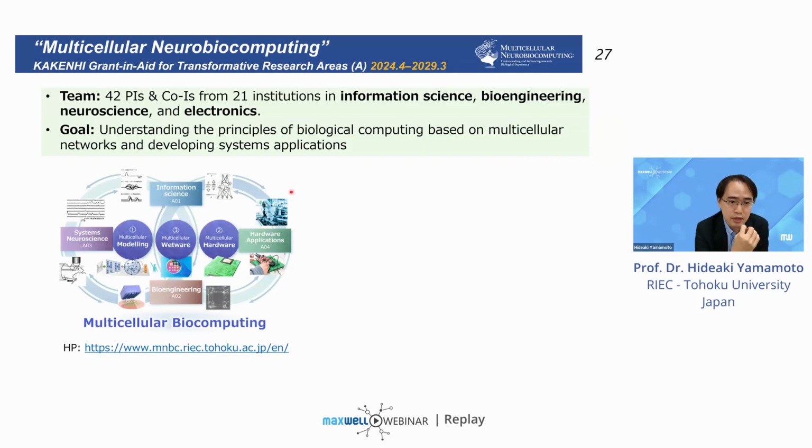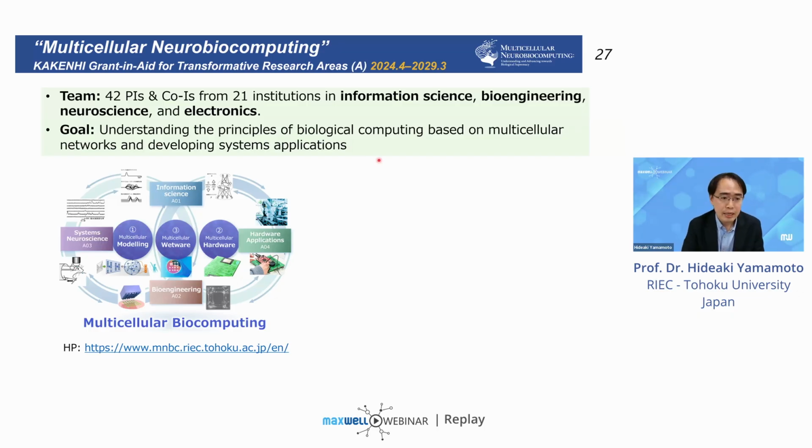And this motivated us to launch a new research consortium that we termed Multicellular Neurobiocomputing, which is funded by the Grant-in-Aid for Transformative Research Areas program in Japan. We're a team of 42 PIs and co-investigators from 21 institutions in a variety of fields ranging from information science, bioengineering, neuroscience, and electronics. And we're working together to combine top-down and bottom-up approaches to better understand the principles of biological computing based on multicellular networks and develop systems applications.